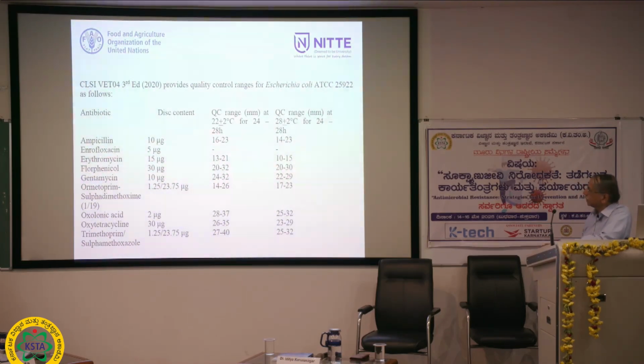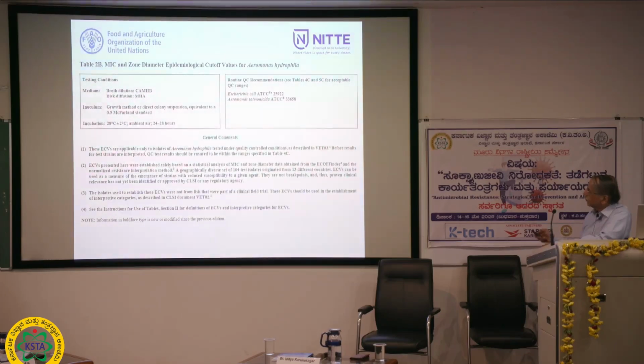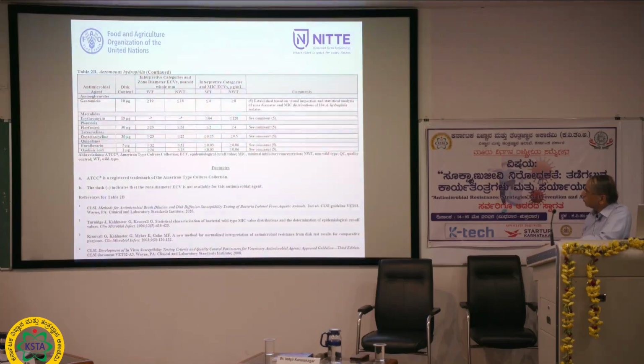For broth dilution, you have the cation-adjusted Mueller-Hinton broth. For disk diffusion, you have Mueller-Hinton agar, and then the growth temperature is mentioned here, and the quality control organisms are mentioned here. So we need to go to these standards, but you can see here, this is the table from this standard, but for some, for example for erythromycin, it says the breakpoints are not available.